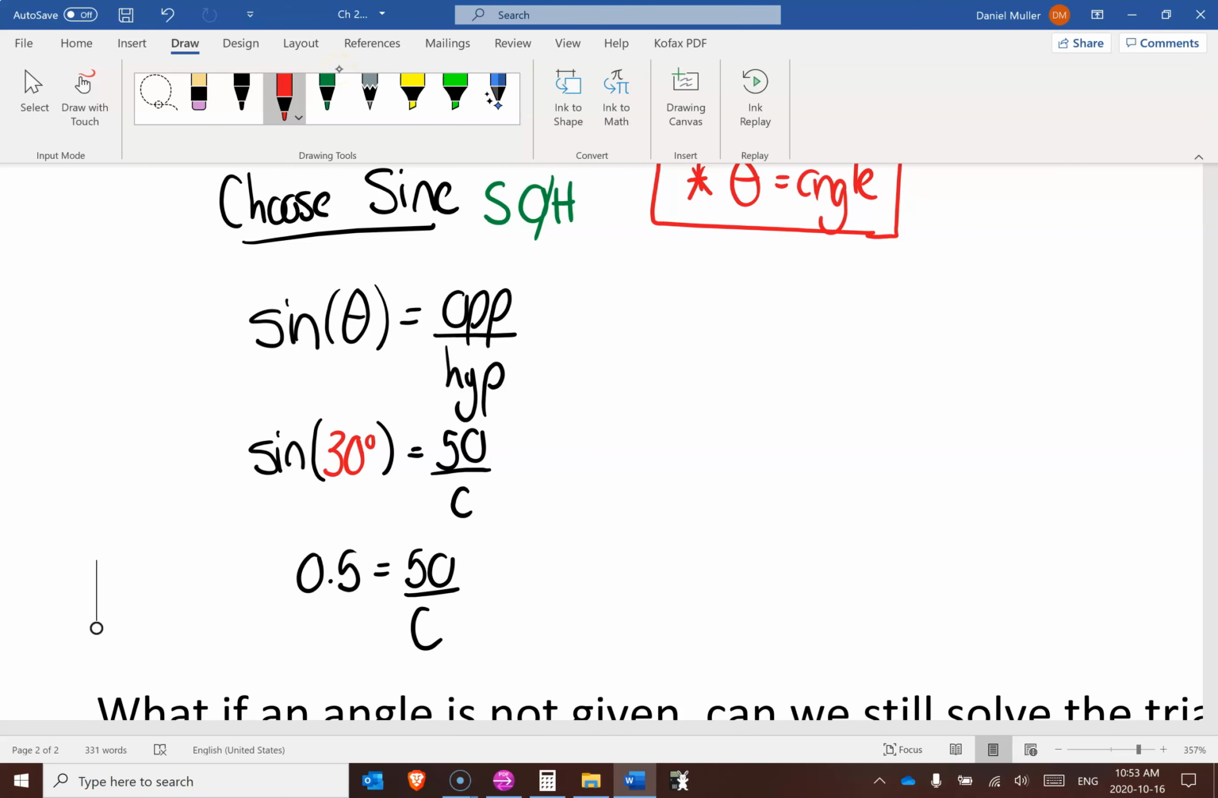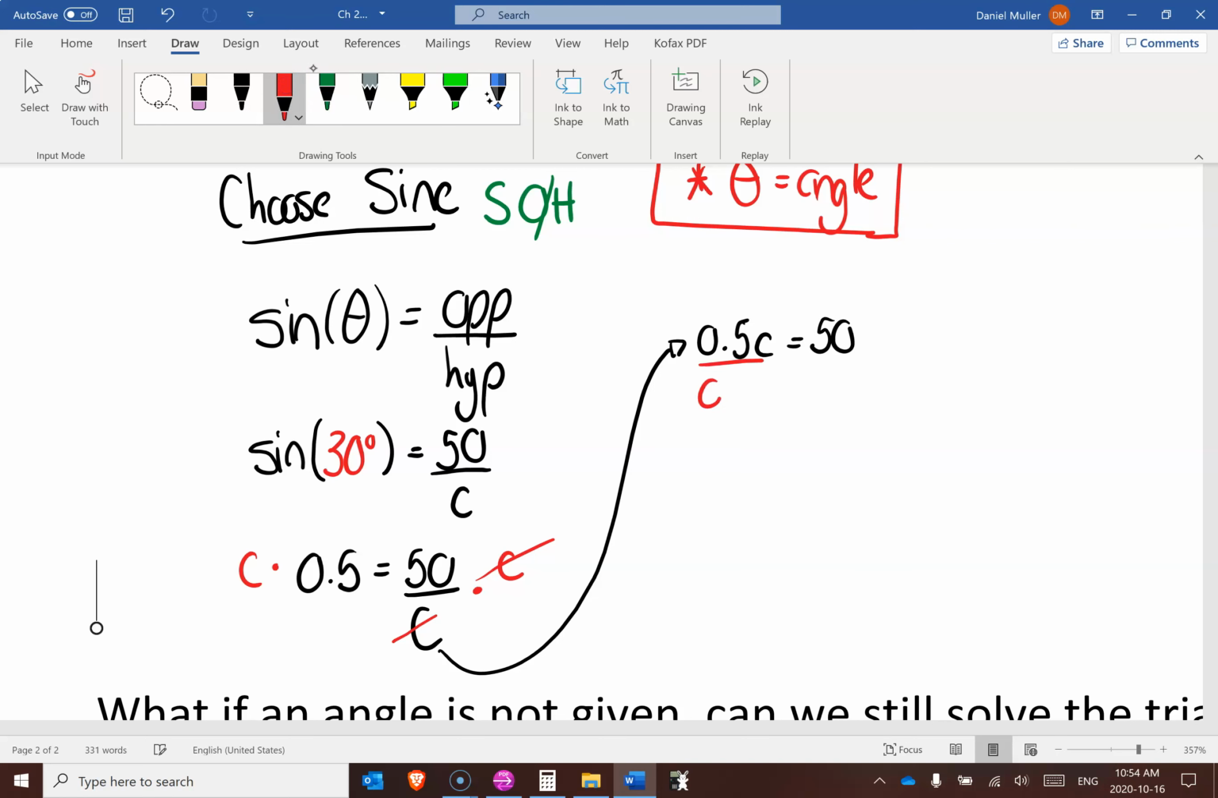Now you need to find the unknown. We're doing some algebra here. I can't have c on the denominator, so I'm going to multiply by c on the numerator, and those will cancel. Unfortunately, I don't have very much room, so I'm going to bring this up here. So now I have 0.5 times c, so 0.5 c equals 50.